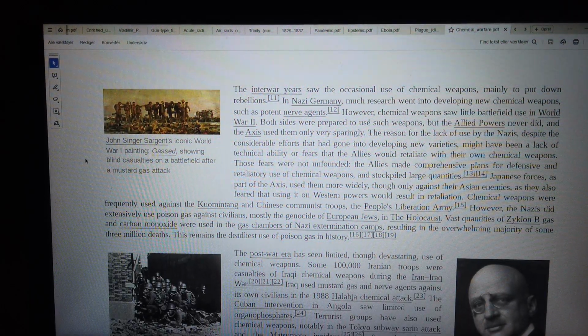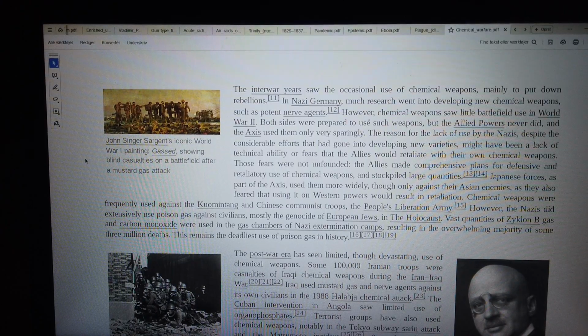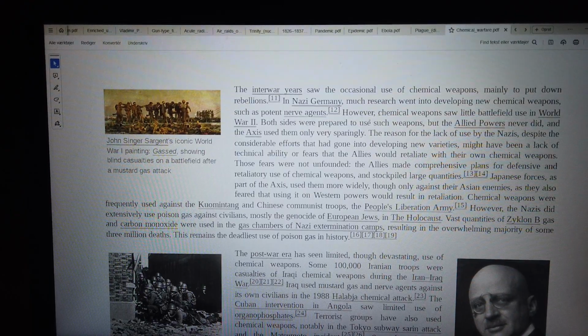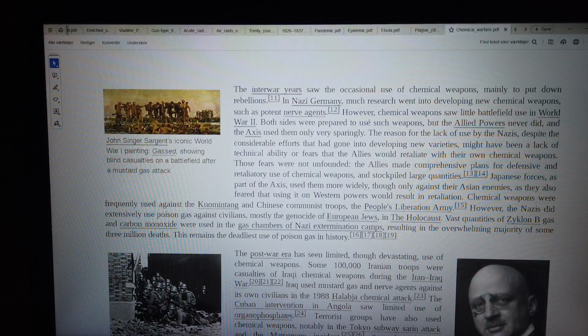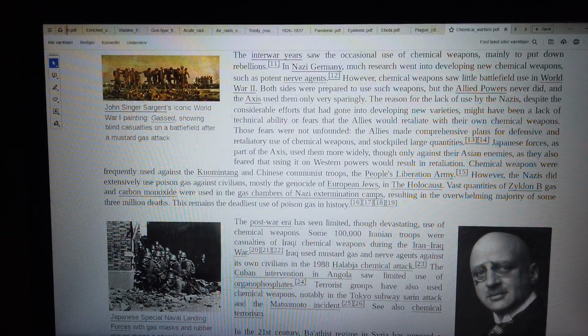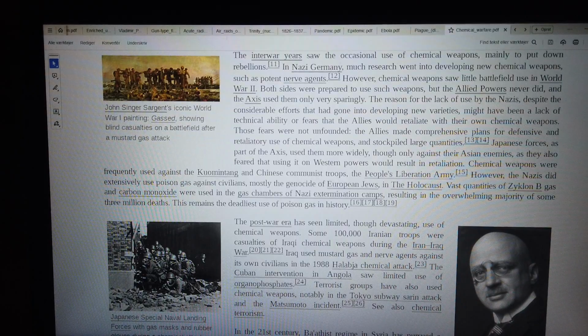John Singer Sargent's iconic World War I painting, Gassed, showing blind casualties on a battlefield after a mustard gas attack. The interwar years saw the occasional use of chemical weapons, mainly to put down rebellions. In Nazi Germany, much research went into developing new chemical weapons such as potent nerve agents. However, chemical weapons saw little battlefield use in World War II.